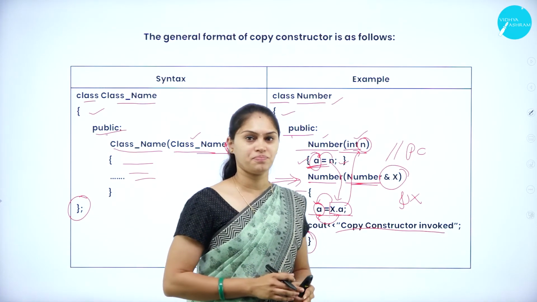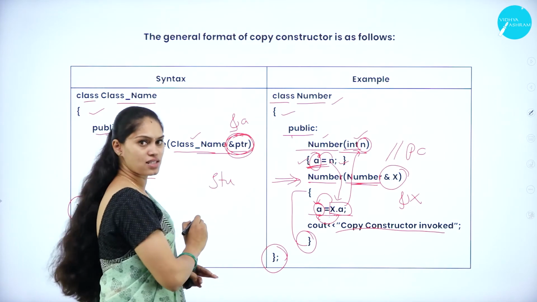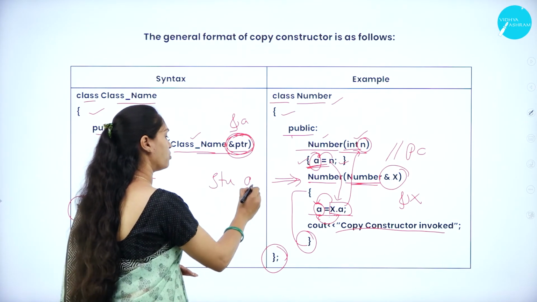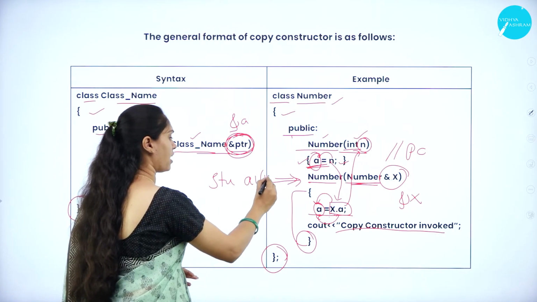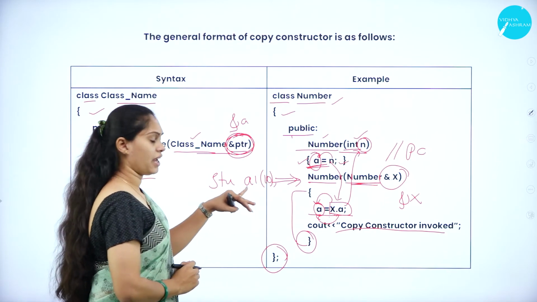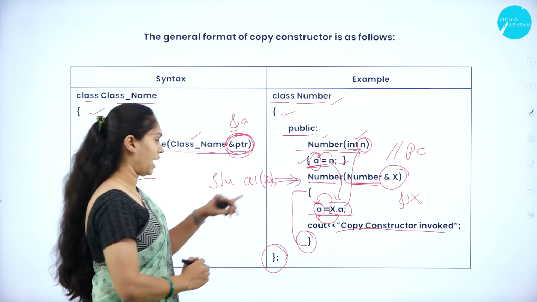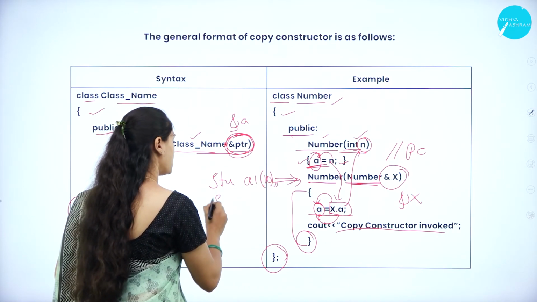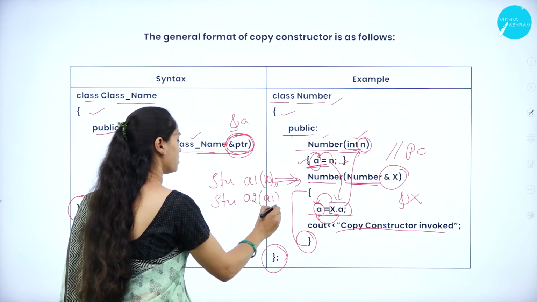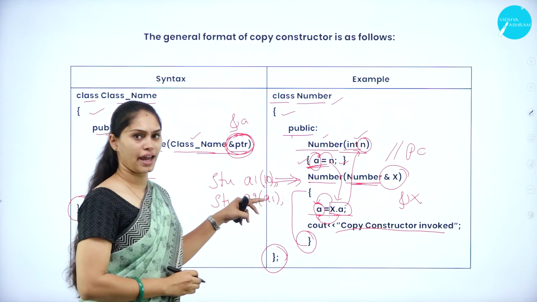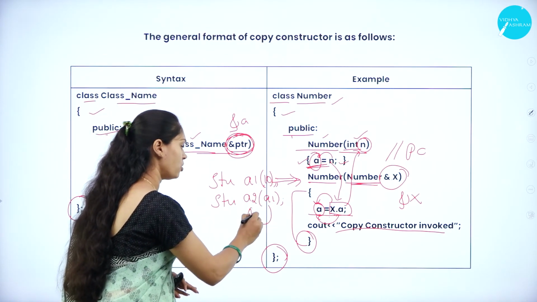Or else you can also see that stu is a class, and I have one more object, a1. This a1 comprises 10. So a1 is an object of the class stu and it has a value. stu a2 of a1. What does it mean? I am going to copy the content of a1 to a2.